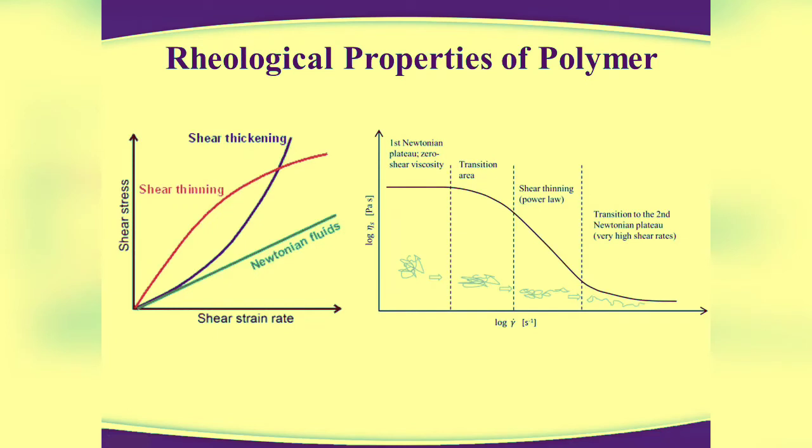Next is the rheological property. Rheological property of polymer significantly differs from metal and common fluids. Flow behavior of polymer, both in solid and melt state, depends on percentage strain, which means how much material has been stretched, and on time, which means how long load has been applied.